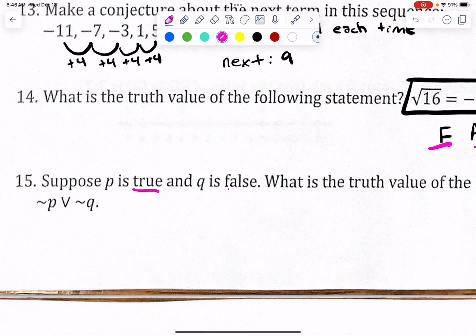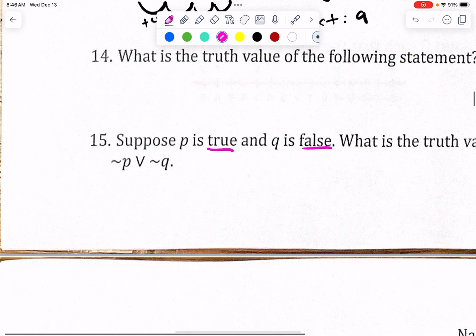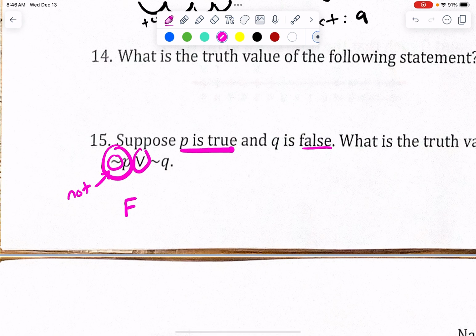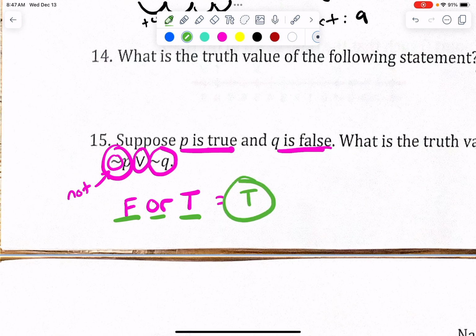Suppose P is true and Q is false, okay? These little guys, they want us to find the truth value of this whole thing, okay? This guy means not P, okay? So if P is true, then not P, that whole thing would be false. The V means or, okay? And then not Q. If Q is false, then not Q would be true. So what we do is we say, is this or this true? Yes, so the whole thing is true, okay? If that was an and, if this guy said and instead, is this guy and this guy true? No, that would be false, okay? So just as a little side note, and is a little bit different than or, okay?